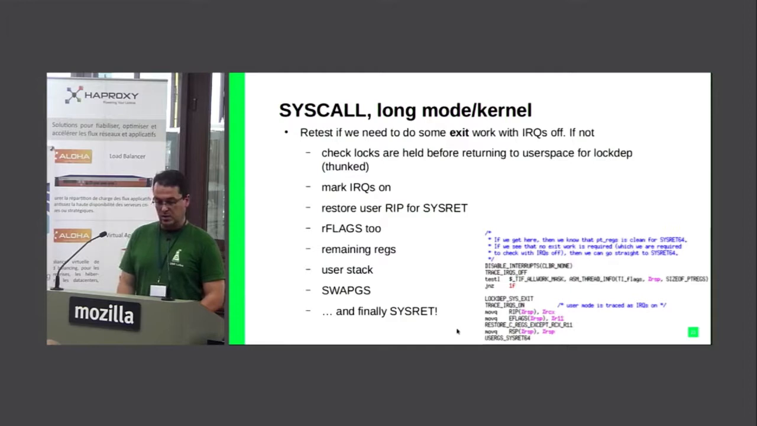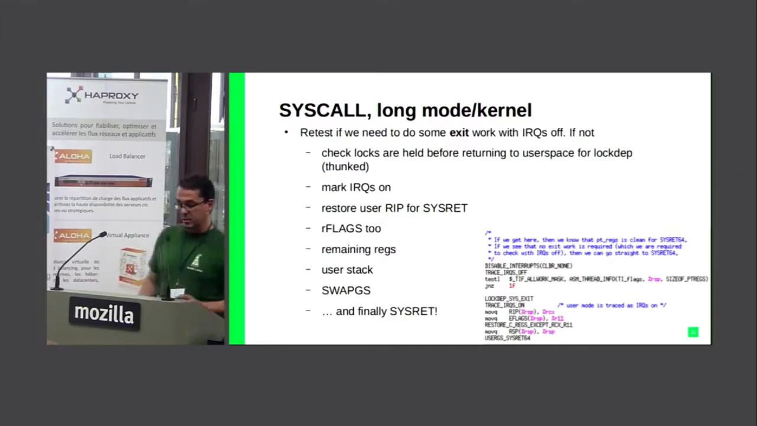Right. So we execute the syscall, we're done with it, and then we just go and retest. Do we need to do some more work on exit from the syscall now? And if not, we just go and see, okay, do we have any locks held before we exit to user space? Because we don't want to do that. I mean, it's obvious. Then we say we're gonna enable interrupts.